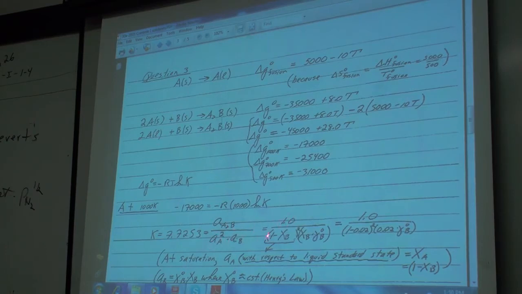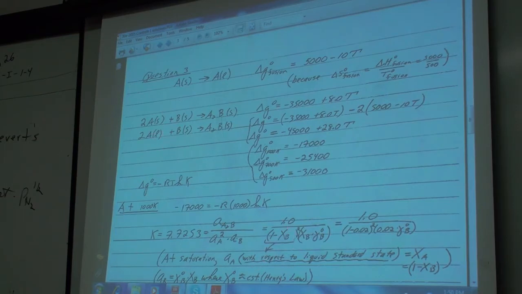The reason I make this liquid is because at saturation, the activity of A is, assuming it's pretty close to a Henrian Raoultian solution, A is the solvent. Okay, so it's very, very rich in A. So the activity of A is mole fraction of A. But that's with respect to the liquid standard state. That's why I had to make this conversion.